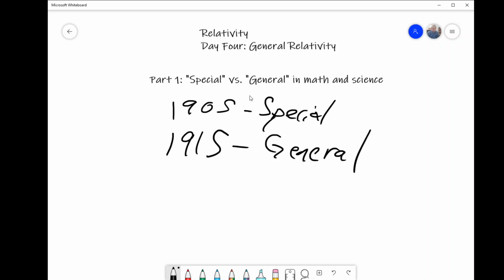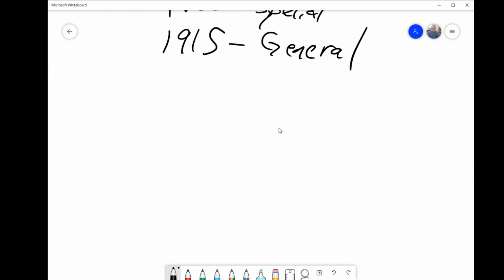Now, colloquially, a lot of people expect the special theory to be better or fancier or somehow superior. That's not the way that it's regarded in math and science. In math and science, general cases are often preferred. A special case applies in one instance or a number of instances.